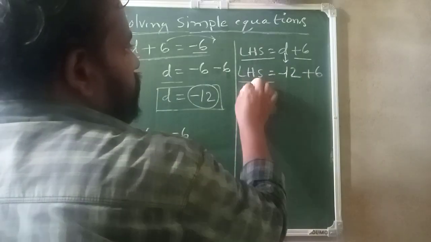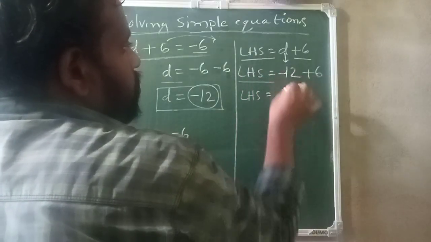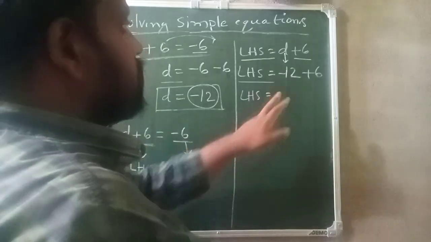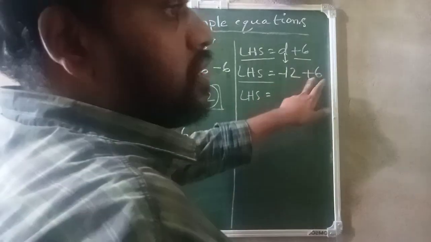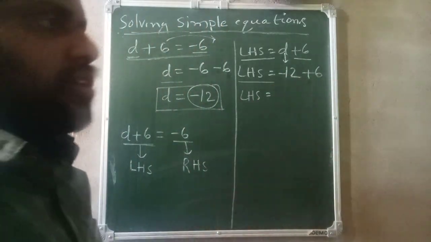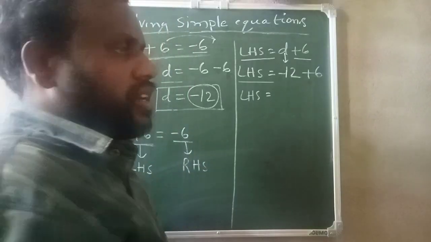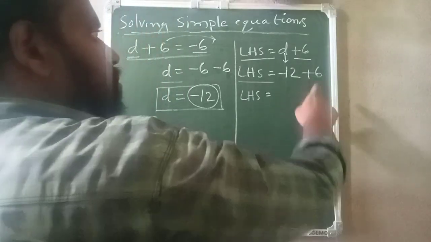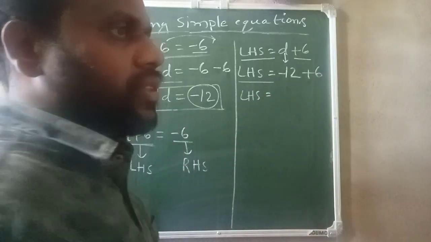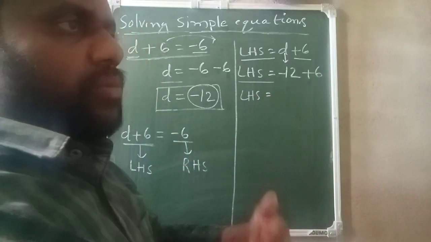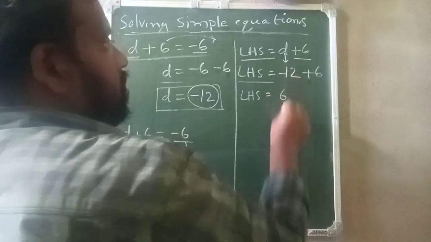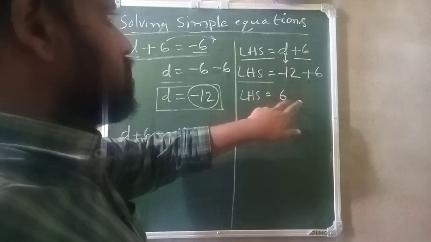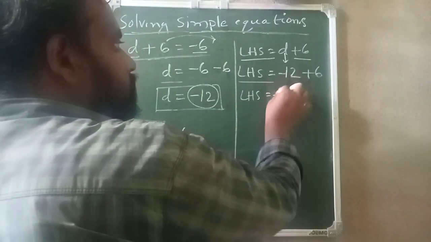In the next step, write LHS is equal to, now here minus, here plus, different signs. Because of different signs, we have to subtract a small number from big number. That means subtract 6 from 12. If you subtract 6 from 12, we get 6. Sign in front of bigger number 12 is minus. That minus you put it here.